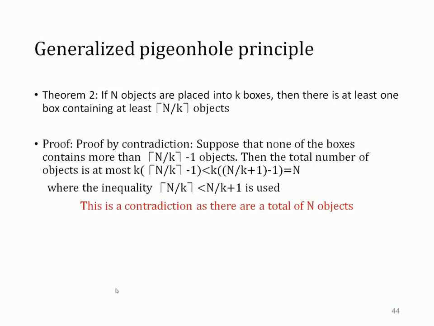If n objects are placed, this is the generalized pigeonhole principle. Previously we have seen the examples and we understood what is meant by the pigeonhole principle. Now it is a mathematical representation, which is the generalized pigeonhole principle. If n objects are placed into k boxes, then there is at least one box containing at least n by k objects.